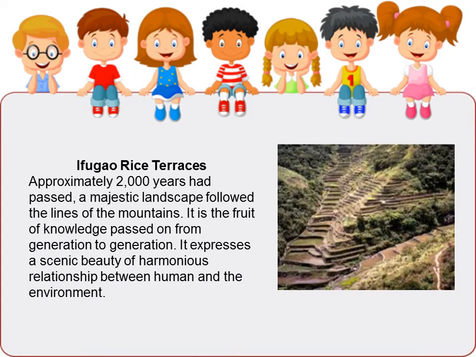Next, we have the Ifugao rice terraces. Approximately 2,000 years have passed, a majestic landscape followed the lines of the mountains. It is the fruit of knowledge, passed on from generation to generation. It expresses a scenic beauty of harmonious relationship between human and the environment.